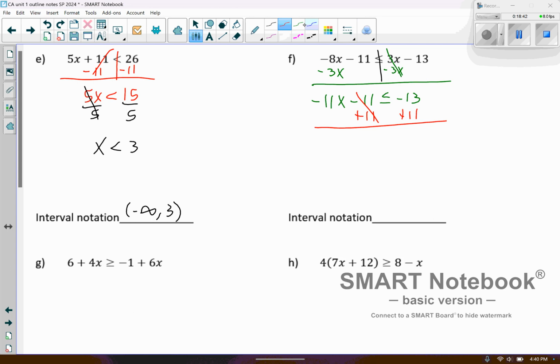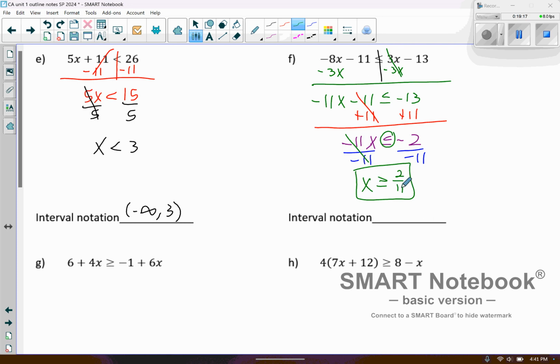And so now we're left with -11x is less than or equal to, let's see, what is that? That's going to be -2. And then we'll divide by -11 on both sides. Now when I do that, I will have to reverse that inequality symbol. So now we're going to have x is greater than or equal to, and then the double negative is going to become +2/11.